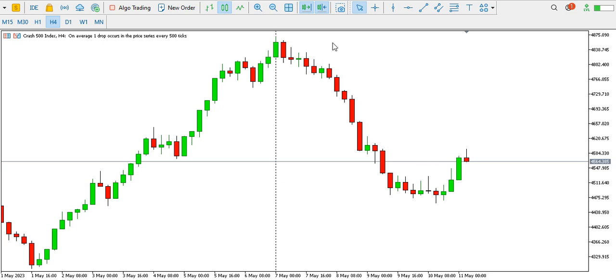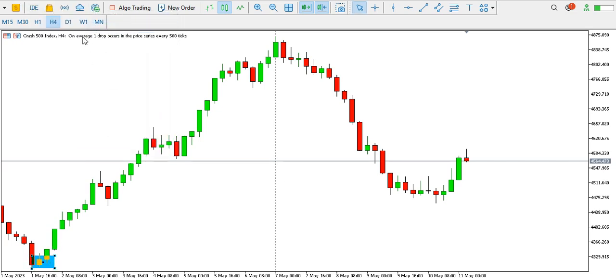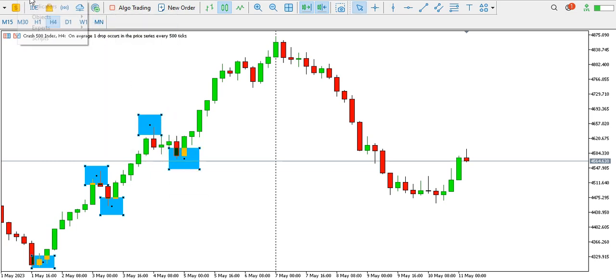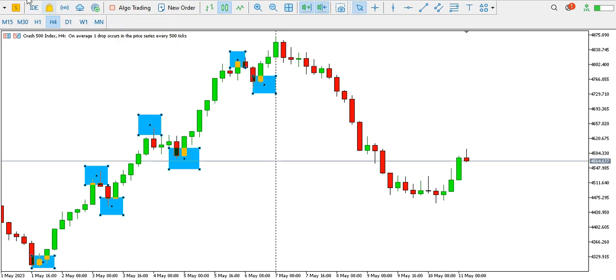Okay, this is the 4-hour time frame. Still, the 4-hour time frame is somehow bullish in the sense that we have a low here, we have a high here. You can see this higher low. You can see a higher high. You can see a higher low, and then a higher high, and then a higher low. That's on the 4-hour time frame. We are looking at crash 500 index.